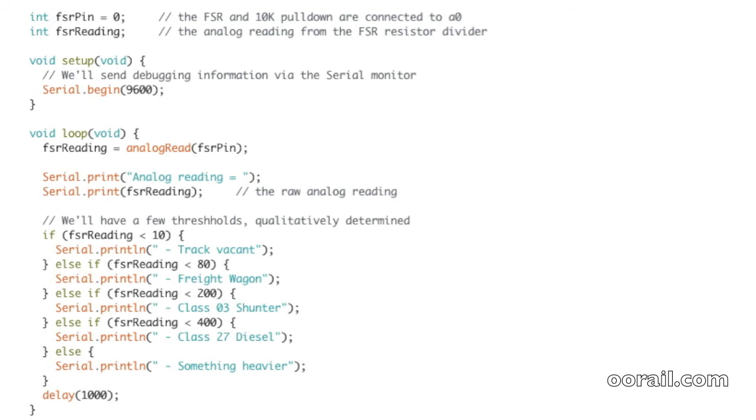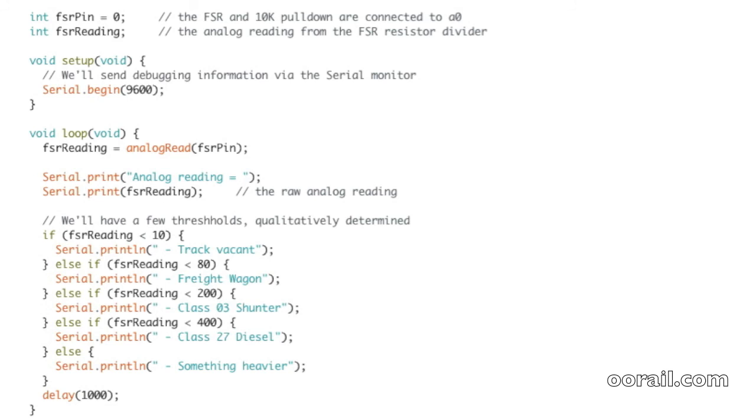Then finally, we try to figure out what we have detected. So we do an if statement, and that's saying if the FSR reading is less than 10, then the track is vacant. So it does a Serial.println, track vacant. The println, or print ln, unlike the print above, basically outputs that information and then does a new line, or it's the equivalent of pressing the enter key.